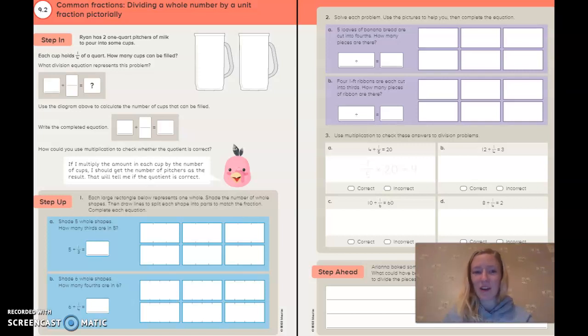Hi guys, we're going to keep moving on into lesson 9.2. This is still working on division with fractions, but this time we're going to draw pictures to show our answers.